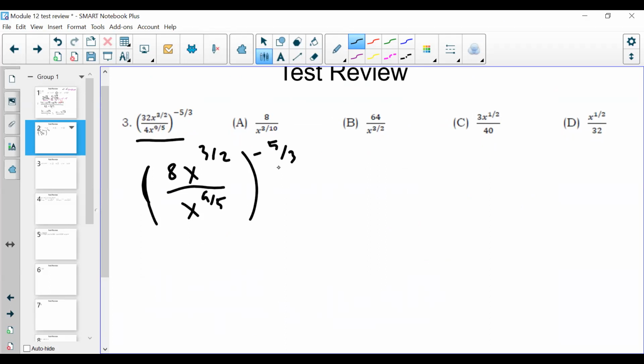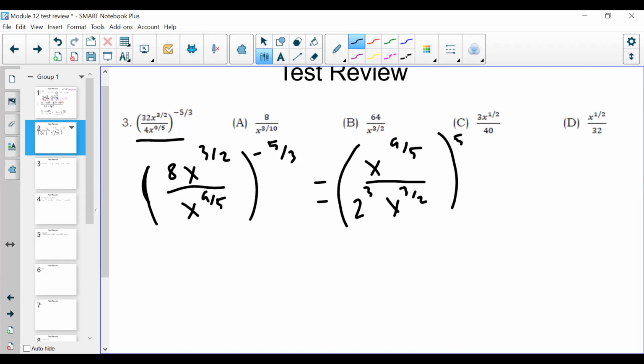And then from there, what I can do is get rid of this negative exponent by flipping what's inside of here to get x to the 9 over 5 all over 8, which is the same thing as 2 cubed x to the 3 over 2 all to the power of 5 over 3 now.